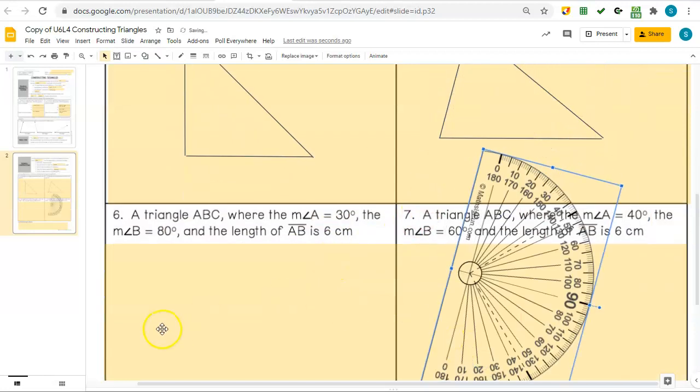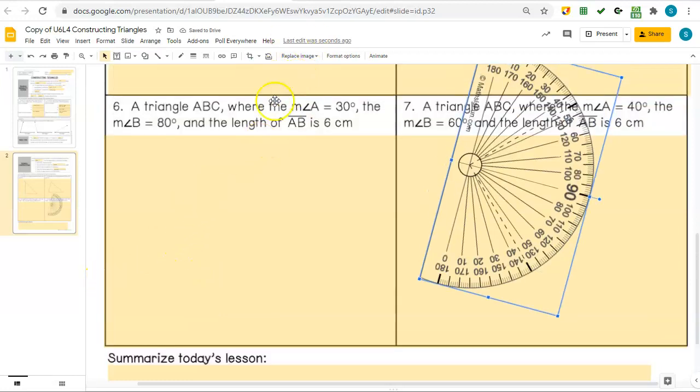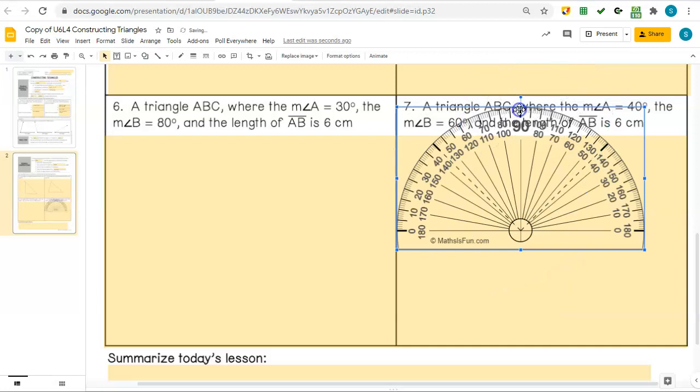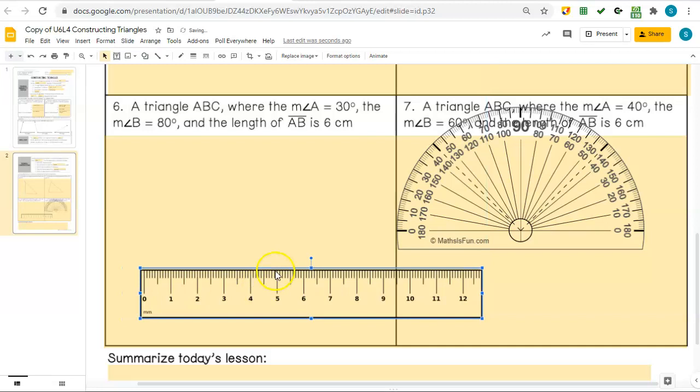Now, for this one, we're going to need not only a protractor, but we're also going to need a straight edge that tells us what 6 units is. Alright? So let's start. Oh, I should have a protractor on here. So let me get you guys a protractor. I meant ruler. So first thing I want to do is draw a 6 centimeter line, a 6 unit line.